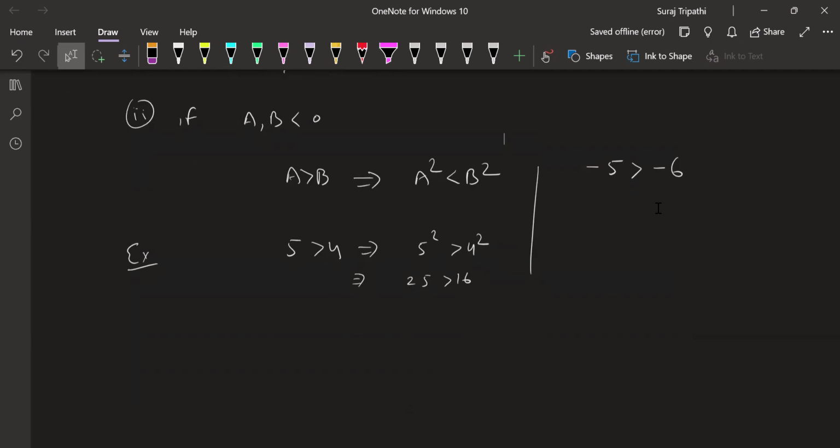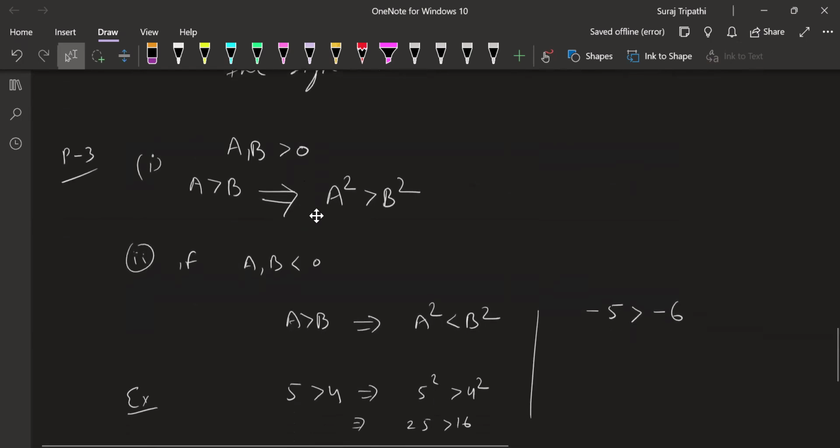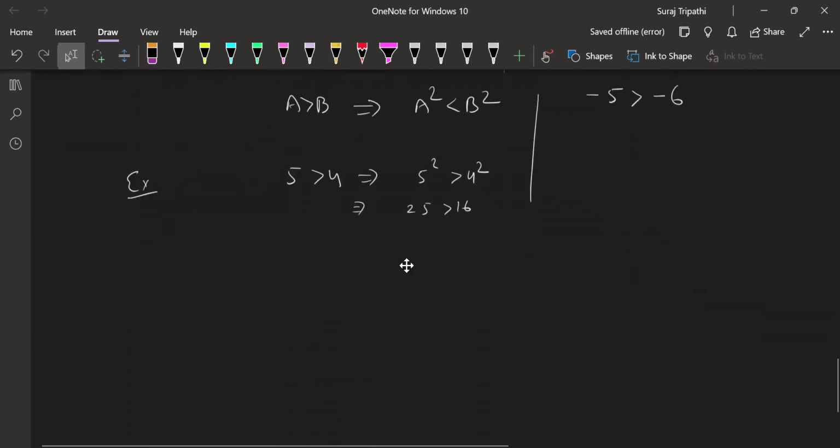Right? So here in property 3, squaring both sides is only valid if both are negative or both are positive. If one side is positive and one side negative, then we don't require to square both sides. Okay, for example, if I'm writing here minus 5 is less than 4, so if anything is written like this, we don't need to square both sides. This is always true.